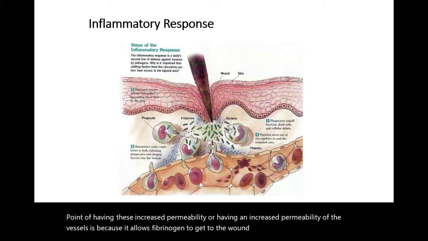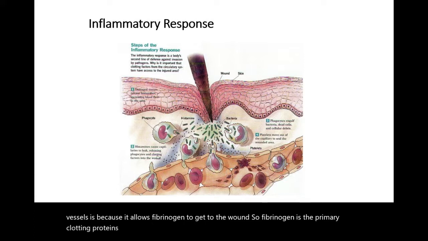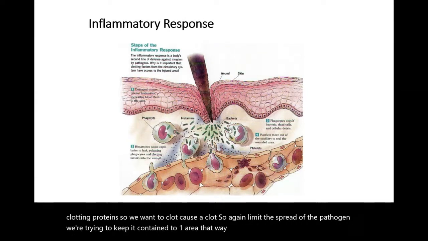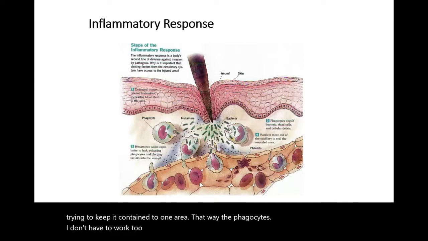So fibrinogen is the primary clotting protein. So we want to cause a clot to again limit the spread of the pathogen. We're trying to keep it contained to one area. That way the phagocytes don't have to work too hard to hunt them down and clear the infection.